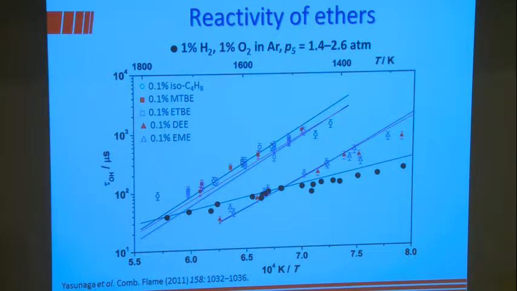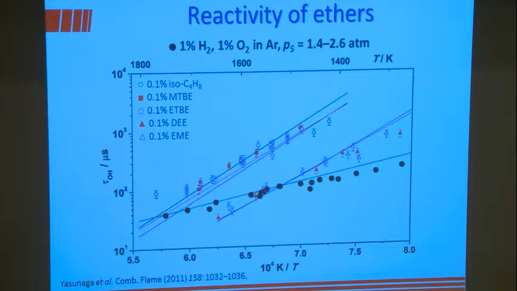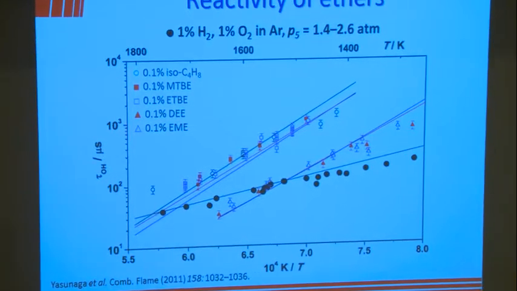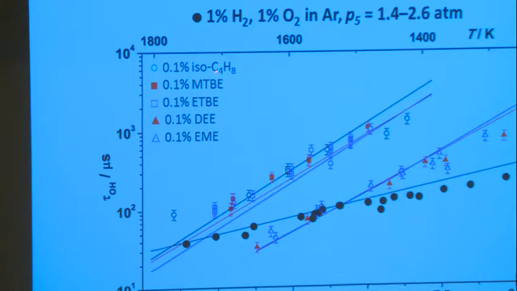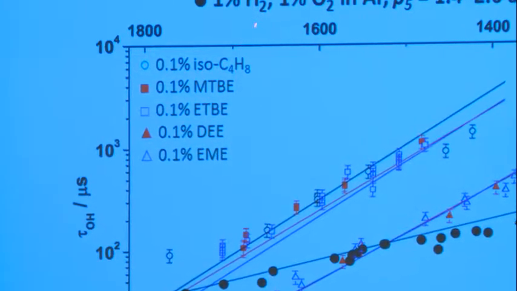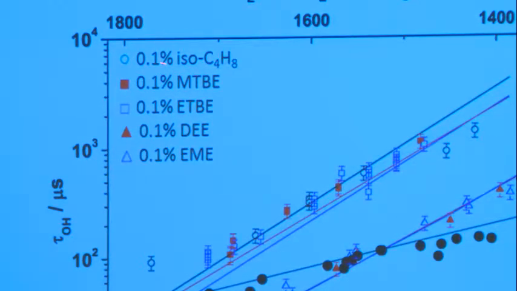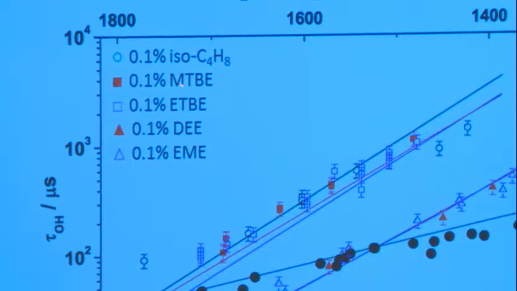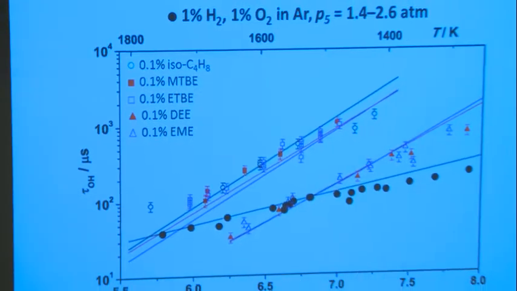And then he did some interesting things. He replaced some of the fuel, so we have 0.9% hydrogen fuel still, and then 0.1% of each one of these fuels in turn. Okay? So in other words, 90% of the fuel component was still hydrogen, and then 10% isobutene in the first set of experiments, 10% MTBE in the second set, and so on.